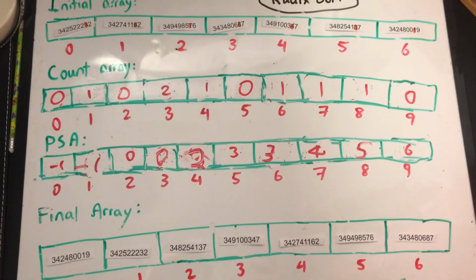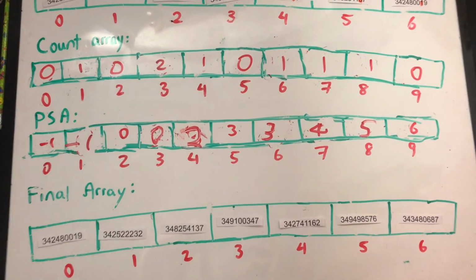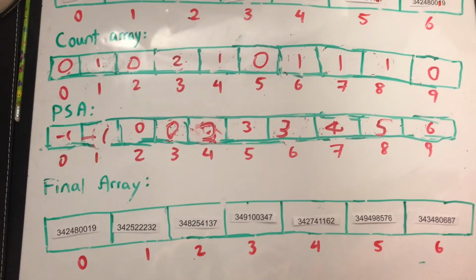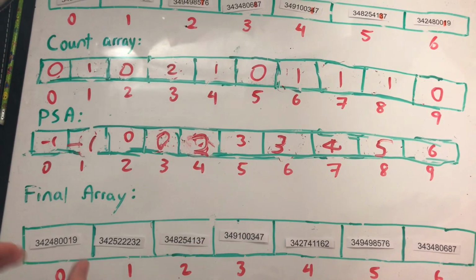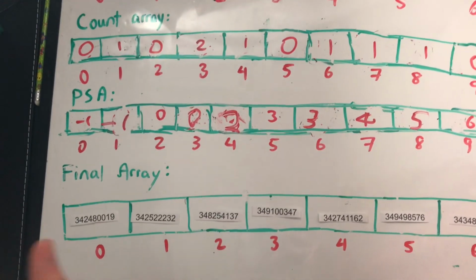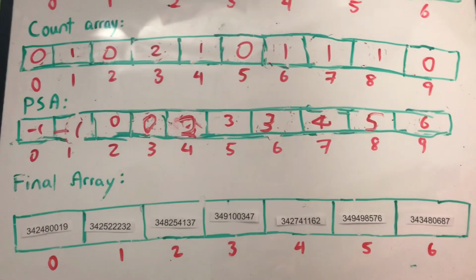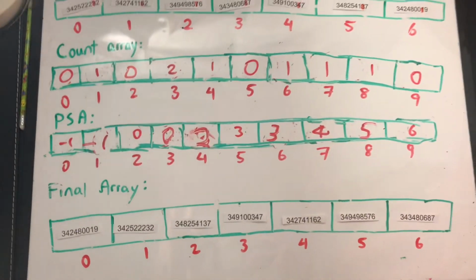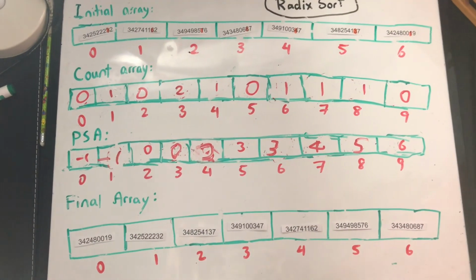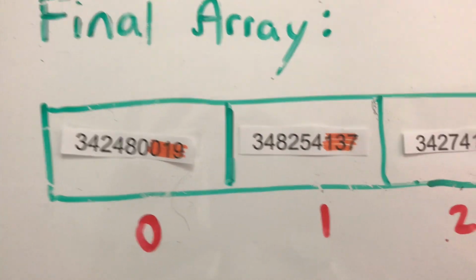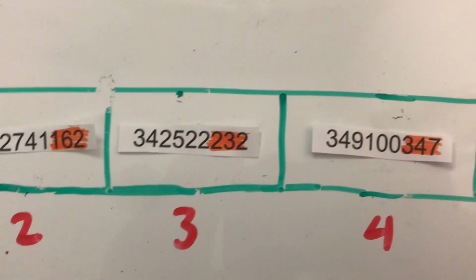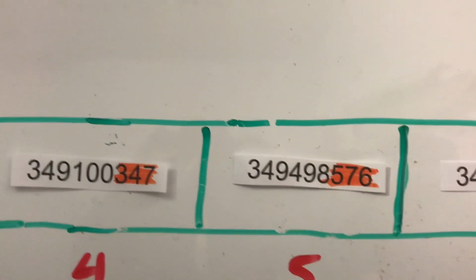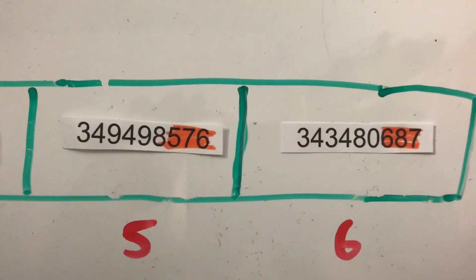And I'm not going to show the rest of the iterations, but I will show you the result from each one. And at each step, notice that the last n numbers, if that entire number was just shortened to those last suffix, then it's actually all sorted in order. If we continue, and by the end of the 9th iteration, all the numbers are sorted by 9 digits. Now this is the end of the 3rd iteration. 19, 137, 162, 232, 347, 576, and 687.